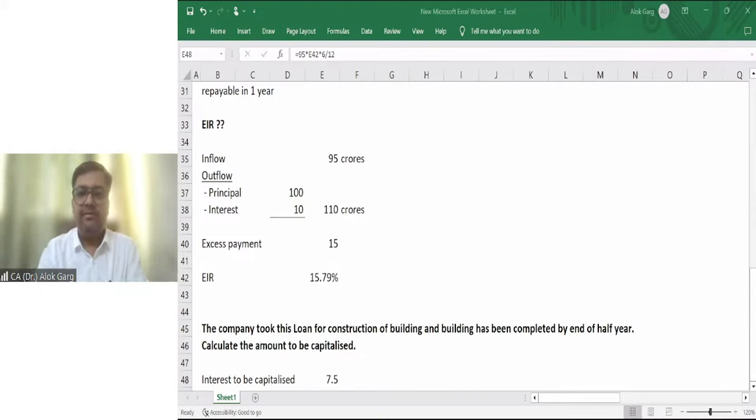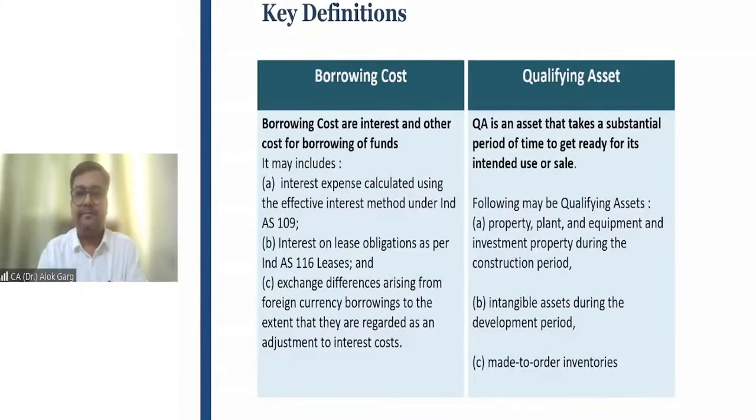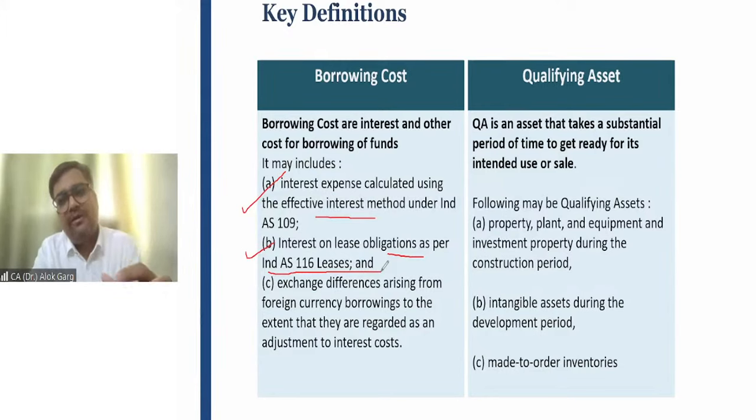Dear friends, let's go back to the presentation. We discussed this aspect: interest expense calculated using the effective interest method under Ind AS 109. Then interest on lease obligations as per Ind AS 116 Leases. Friends, this lease standard, Ind AS 116, is again a unique and new standard. You will have 4 to 5 sessions on Ind AS 116. Sir, what does it mean? Interest on lease obligation is also going to be capitalized as a cost of borrowing.